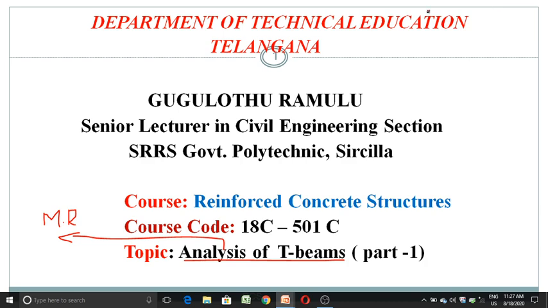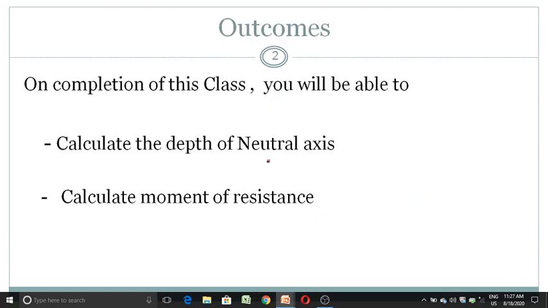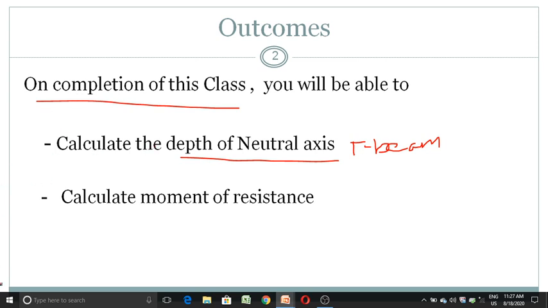The same way we can now analyze the T-beam, which is a part of the flanged beams. So let us start today's class. The outcomes of today's class are: on completion of this class, you will be able to calculate the depth of neutral axis for a flanged beam. Those are T-beams. So what type of beams are we going to analyze now? T-beams.